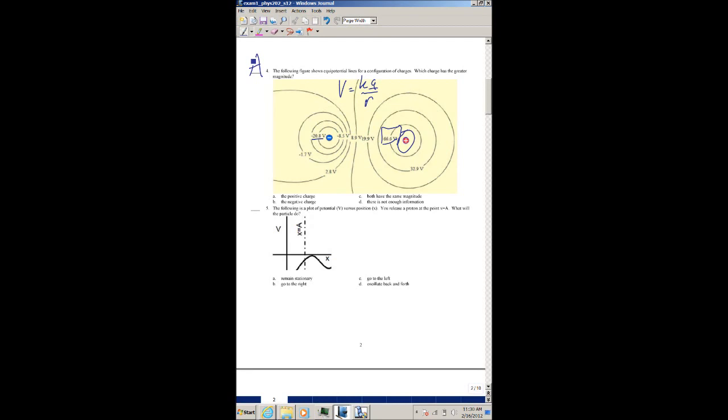Number 4. The following plot has a potential of V versus position X. You release a proton at X equal A. A proton, a positive charge, is the one I'm going to move from high to low potential. So it's going to move from here to the left. Alright, that's to the left, C. It's moving from a less negative value to a more negative value. That is a larger value to a smaller value. It would be like putting a proton here. That would be X equal A, and it's going to move in that direction towards the negative particle. That is where the potential grows more negative. So the answer is C.